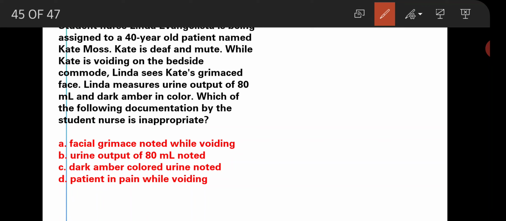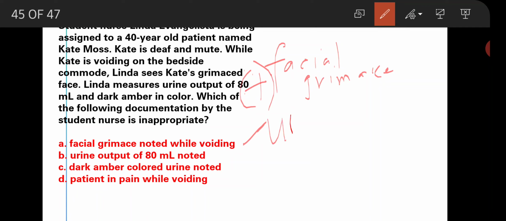Facial grimace noted while voiding. Did it happen? Did the nurse observe it? Yes. So we have facial grimace. Next is urine output of 80 ml noted. Yes, it is here. Next, dark amber color urine. Did the nurse observe it? Yes, dark amber urine.